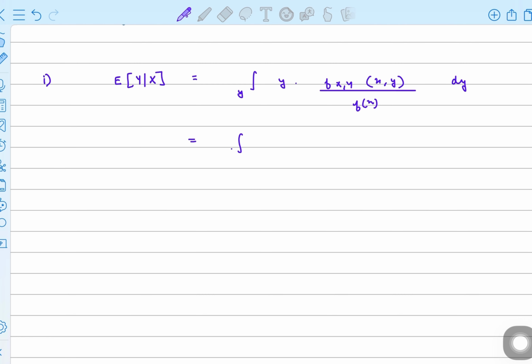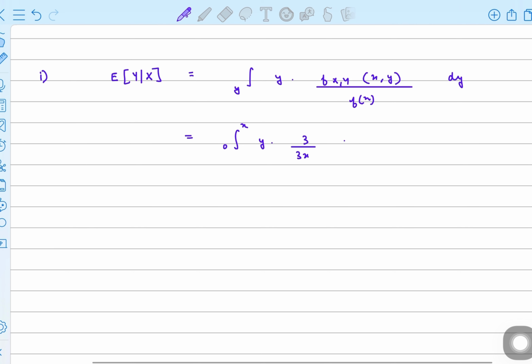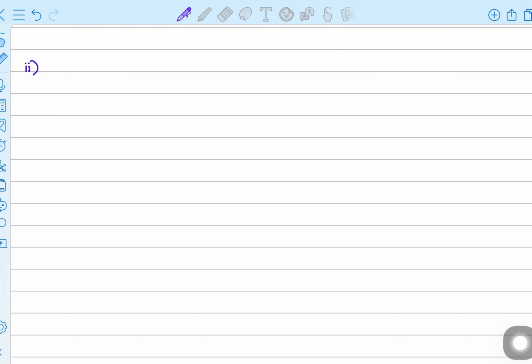Then we input all of our values. This gives us our final answer for the first part as x upon 2. Now we proceed to the second part.